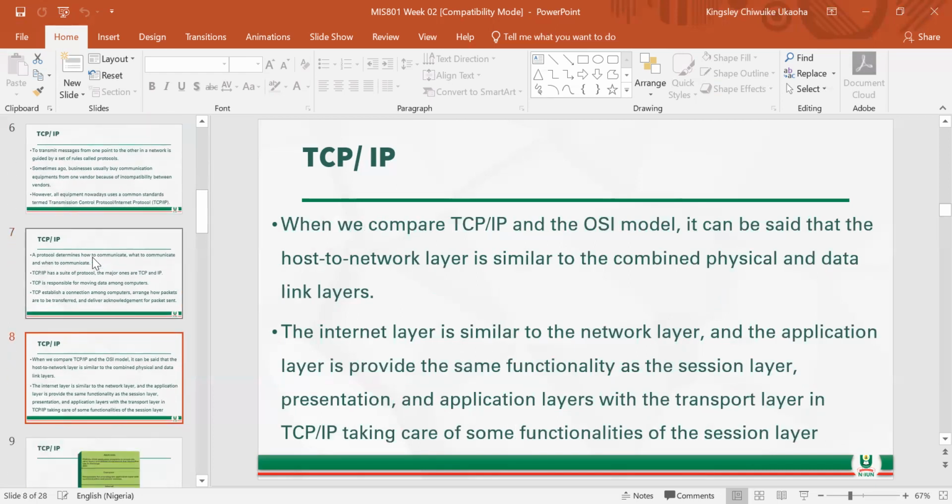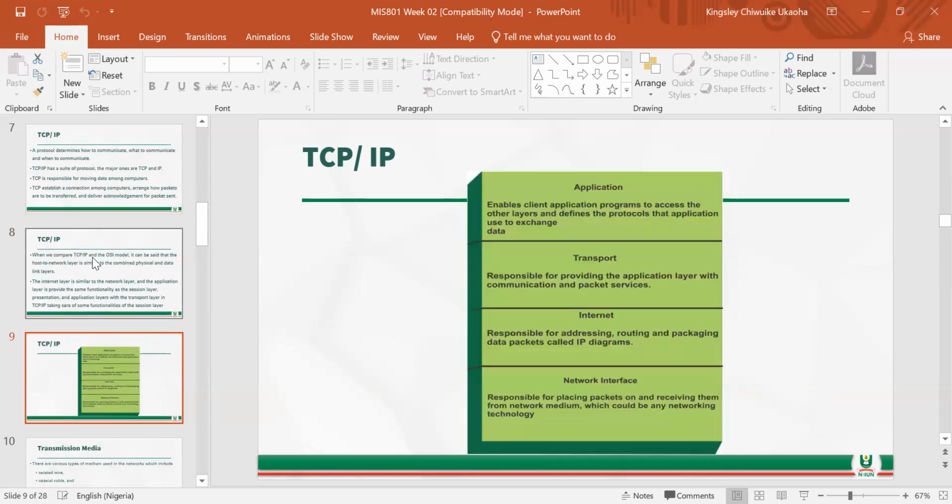So when we compare TCP/IP and the OSI model, it can be said that the host to network layer is similar to the combined physical and data link layer. The internet layer is similar to the network layer, and the application layer provides the same functionality as the session layer, presentation and application layer, with the transport layer in TCP/IP taking care of some functionality of the session layer. So this is the TCP/IP.